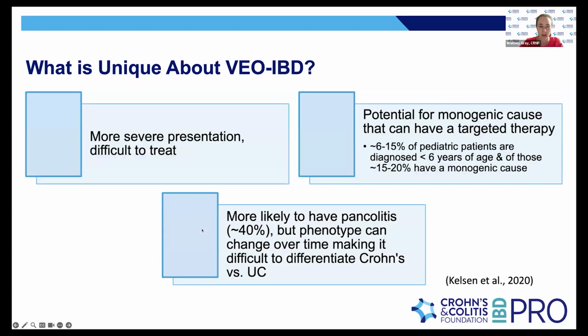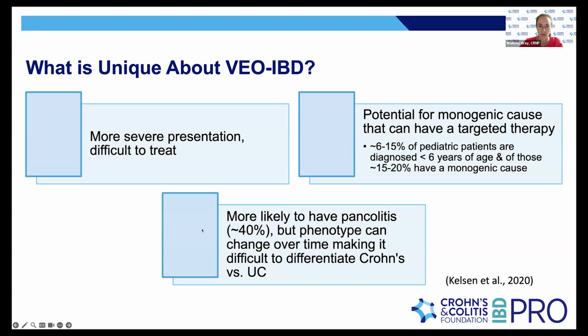So what is unique about VEO-IBD? Often they have a more severe presentation and are more difficult to treat with our conventional therapies. They often have pancolitis, about 40%, and are more likely to be diagnosed with IBD undifferentiated. This phenotype can change over time to declare itself as more Crohn's versus ulcerative colitis, with extension into the small bowel or finding of granulomas. This becomes more relevant when there are surgical discussions from a Crohn's versus ulcerative colitis standpoint, so it's important to keep that in mind.